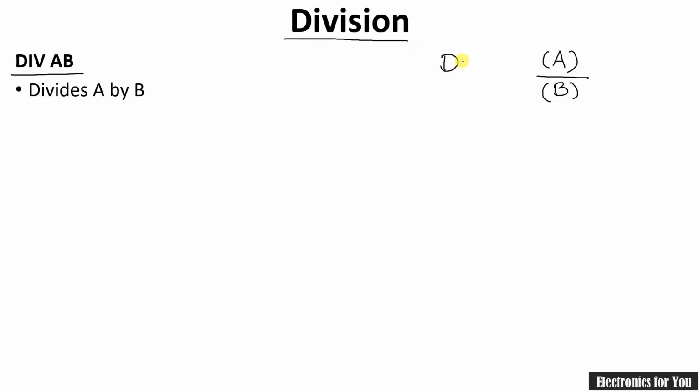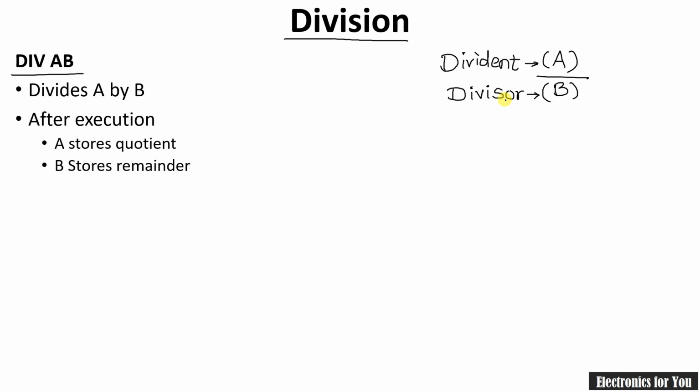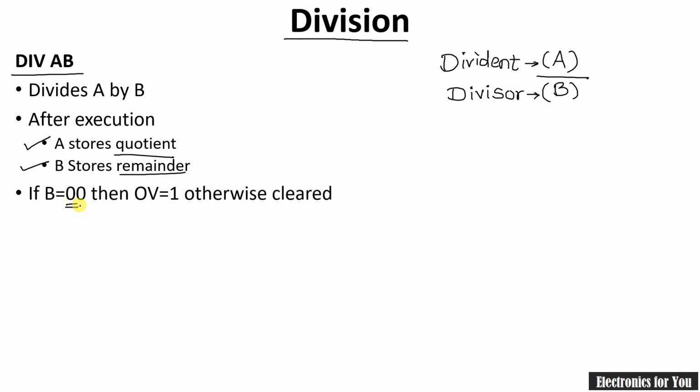It means that the number to be divided, that is the dividend, must be stored in the accumulator, and the number which will divide the content of A, that is the divisor, must be stored in register B. After execution of this instruction, two results will be generated, the quotient and the remainder. Automatically, the accumulator stores the quotient, whereas the B register stores the remainder. Further, if the content of B equals 0, the overflow flag will be set, otherwise it is cleared. And in case of the division instruction, the carry flag is always cleared.